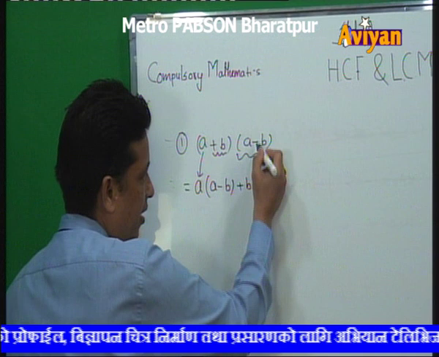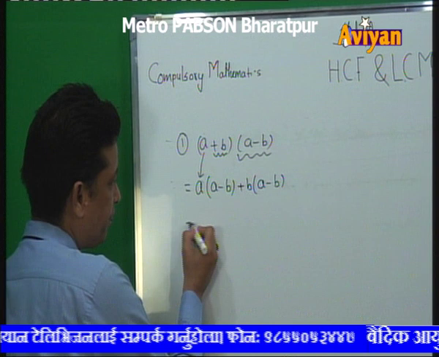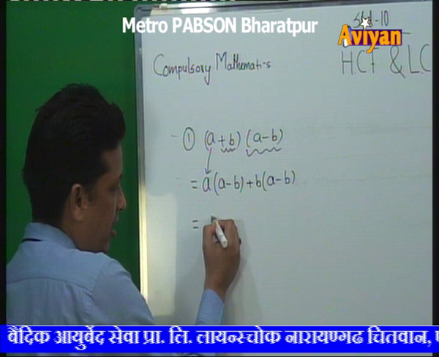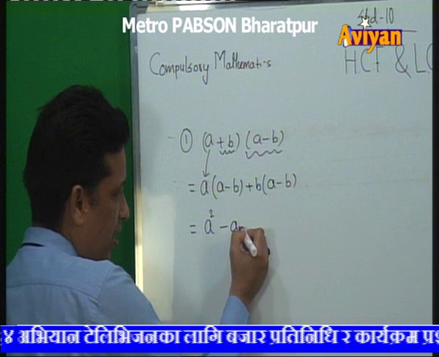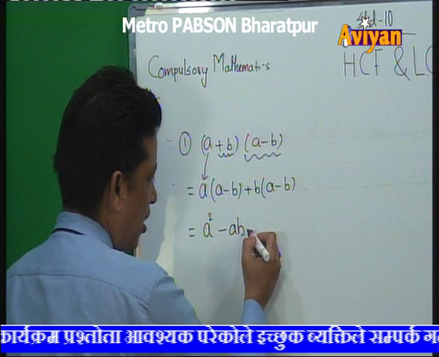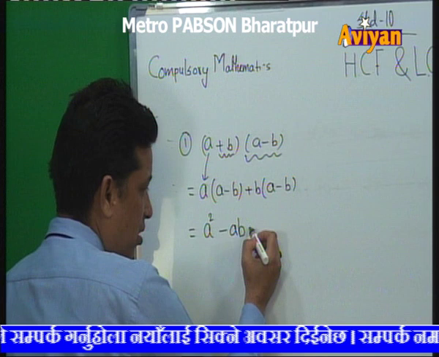Now A multiplied by A is A square. In the middle there is minus. A multiplies B, that is simply AB. Now here is plus. You know, plus into plus is always positive. So plus B into A, it is BA.